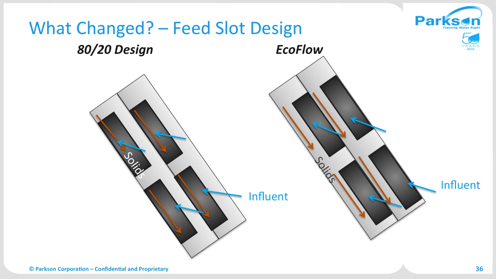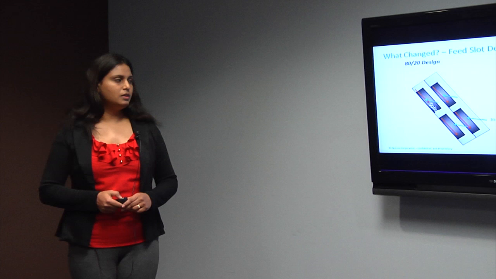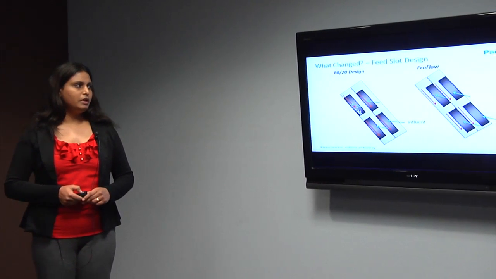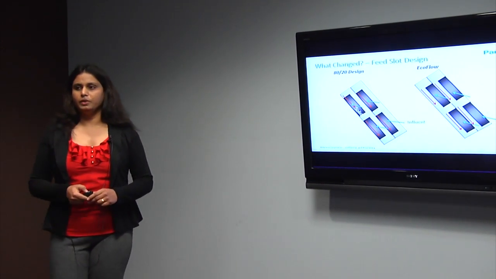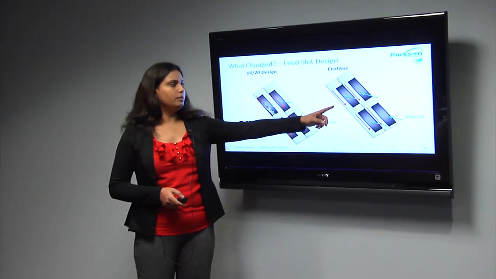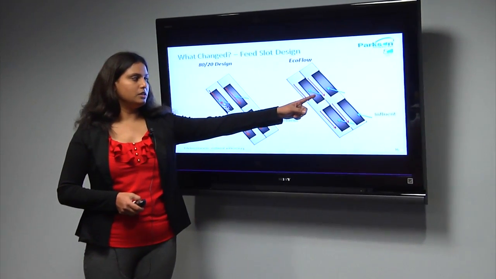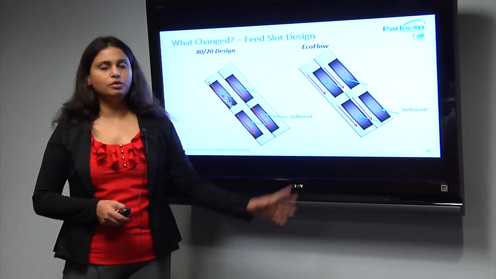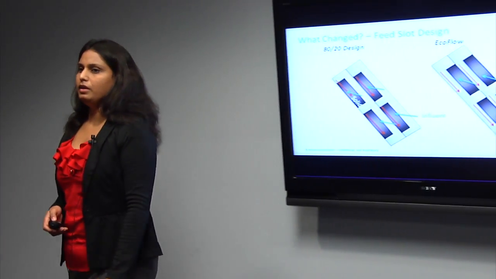So what did we do with EcoFlow? With EcoFlow, all we did is move the feed slots to the bottom of the plate. Now the water enters through the feed slots, but you are minimizing the turbulence around that region because the solids will be sliding down the plates and the water will be getting into the feed slots from here. So you're creating two different regimes for feed and the solids. Now I want to show you a video which will explain this phenomenon better.